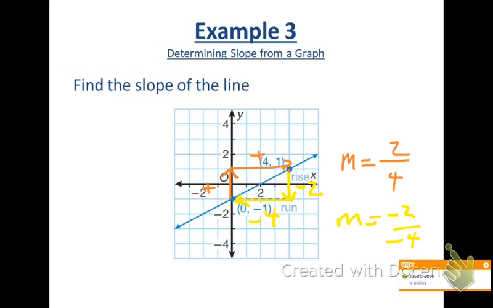This is illustrative of what I just said. It doesn't matter which one is point 1 or which one is point 2. Doesn't matter if we start on the bottom or if we start on the top. If we do our rise and run correctly, we get the same slope.